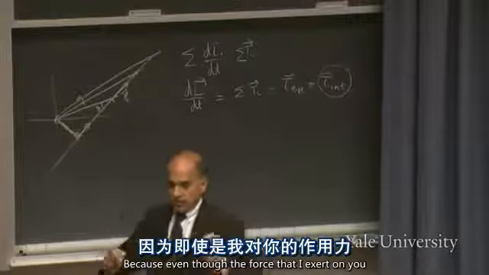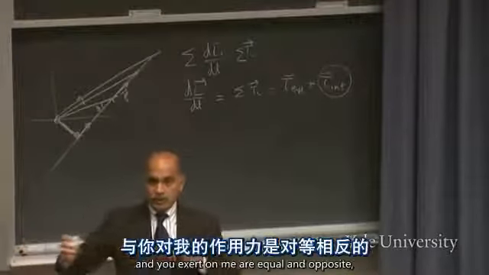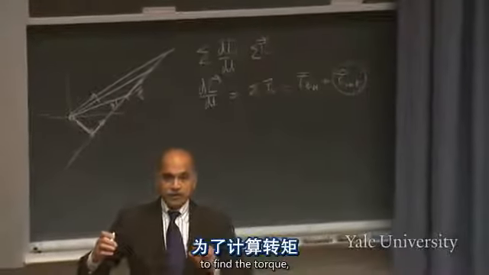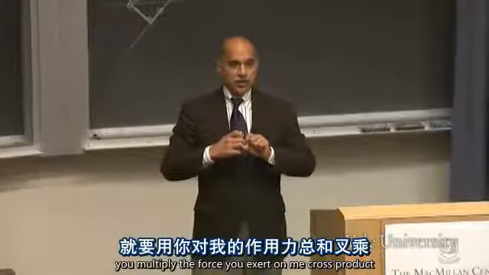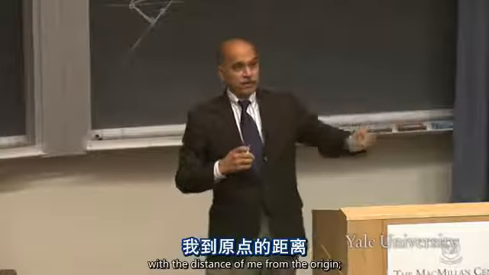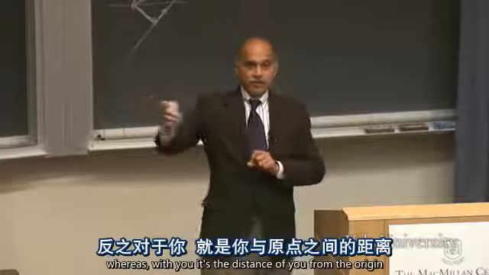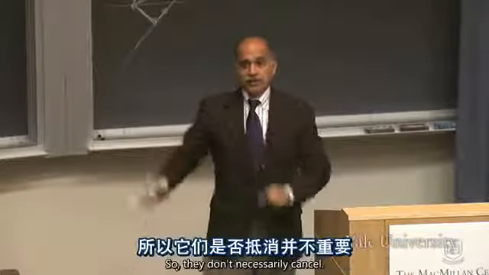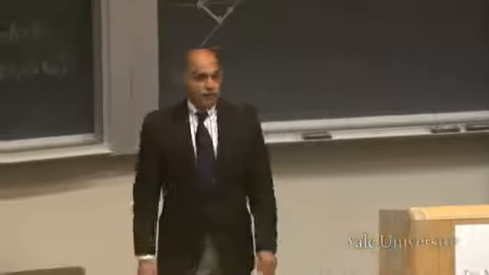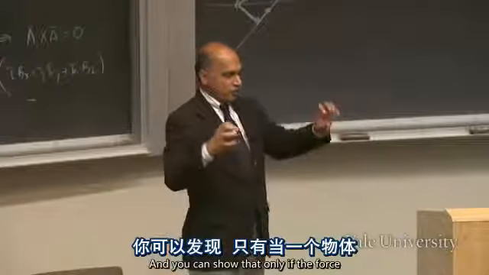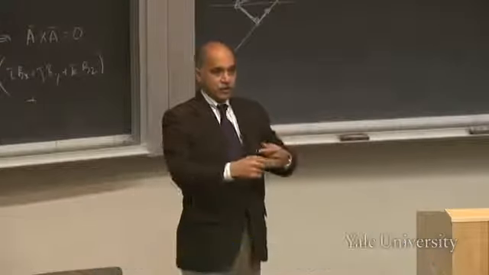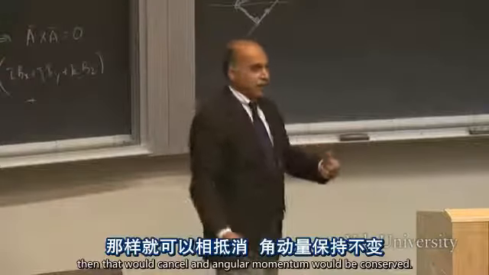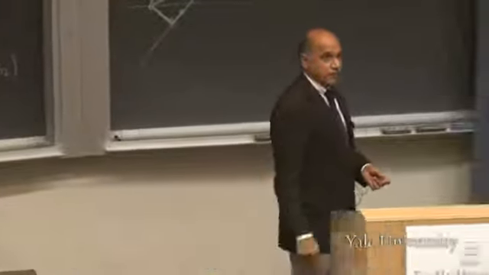Because even though the force that I exert on you and you exert on me are equal and opposite, to find the torque, you multiply the force you exert on me, cross product with the distance of me from the origin, whereas with you it is the distance of you from the origin. So they don't necessarily cancel. And you can show that only if the force one body exerted on the other was in the line joining them, then that would cancel and angular momentum would be conserved.